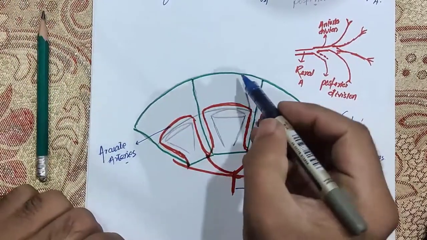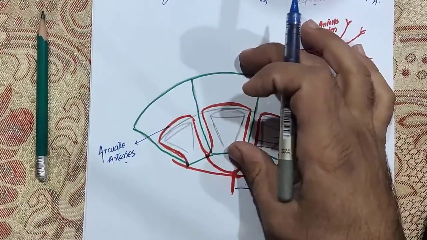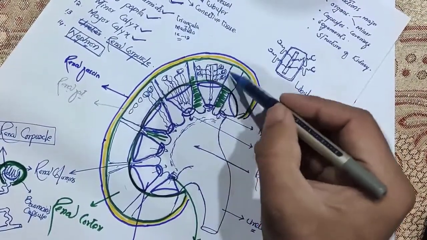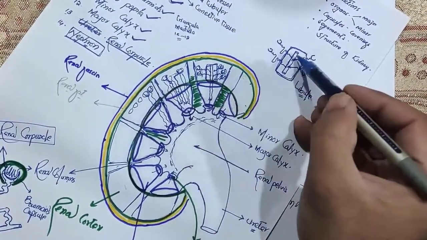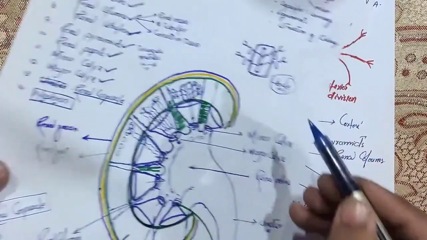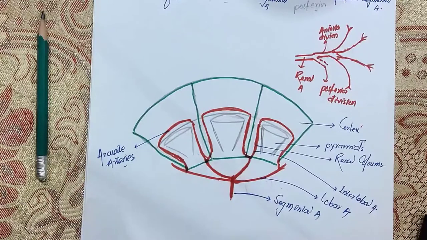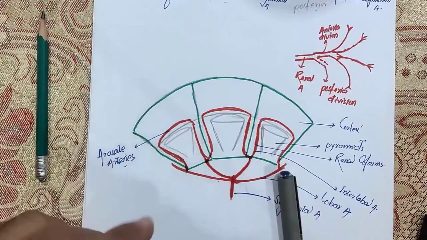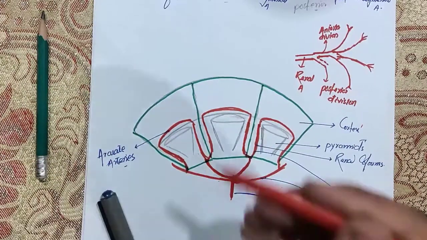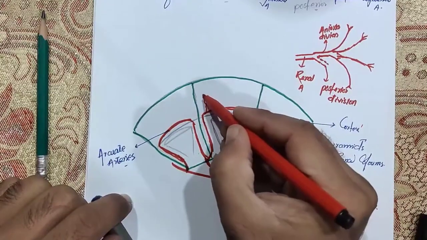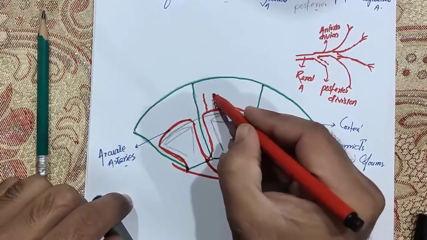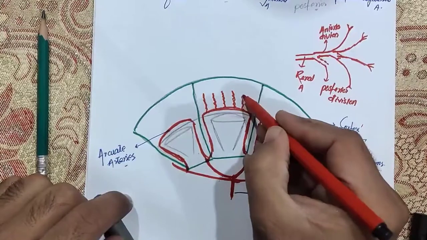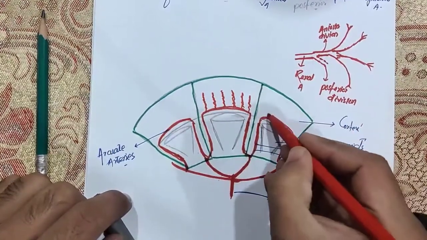And now listen to me, friends. Inside these renal lobes, there are renal lobules. So this is one lobe, this is a lobule, this is another lobule. I cleared the concept of the lobule in the previous lecture: when many nephrons drain their contents into one collecting duct, that part is called a lobule. From the arcuate arteries, there will be interlobular arteries.